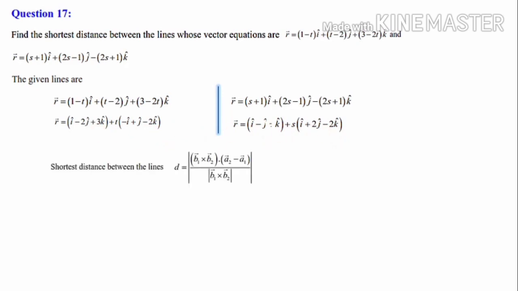Now shortest distance formula we know, d is equal to b1 cross b2 dot a2 minus a1 divided by modulus of b1 cross b2. So this formula we have to use and find out the shortest distance. Before that we have to find out this is b1, this is b2, then here this one is a1 and this one is a2. So just find out all these things and substitute it into the formula and find out the shortest distance. So this you will try it as homework.